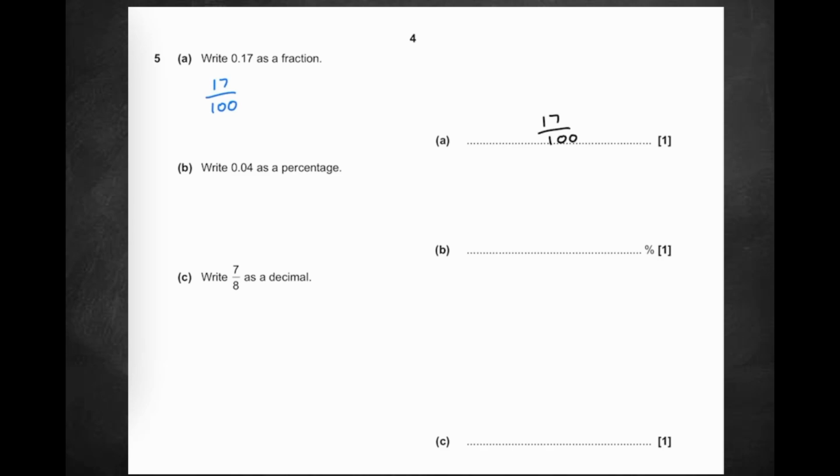Part B. Write 0.04 as a percentage. So to go from a decimal to a percentage, all we need to do is multiply it by 100. So 0.04 multiplied by 100 is just 4. So our answer is 4%.